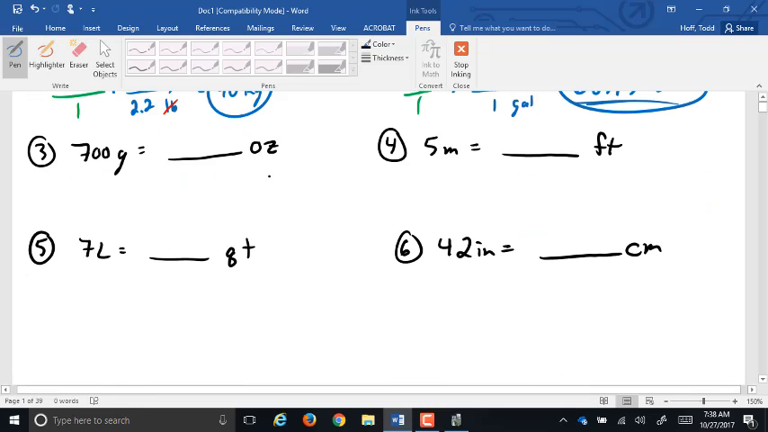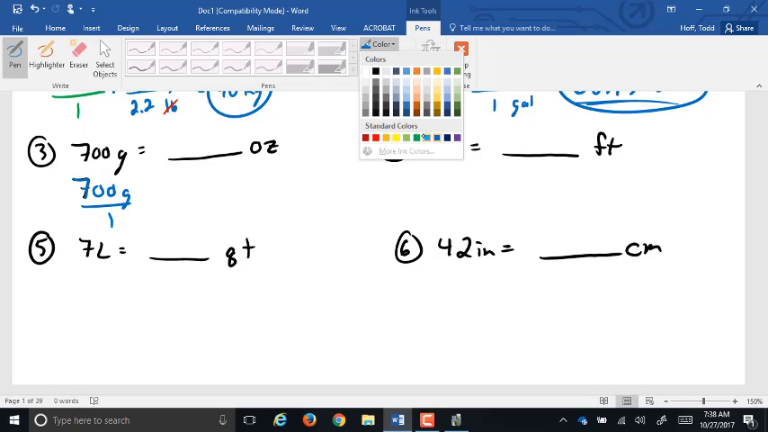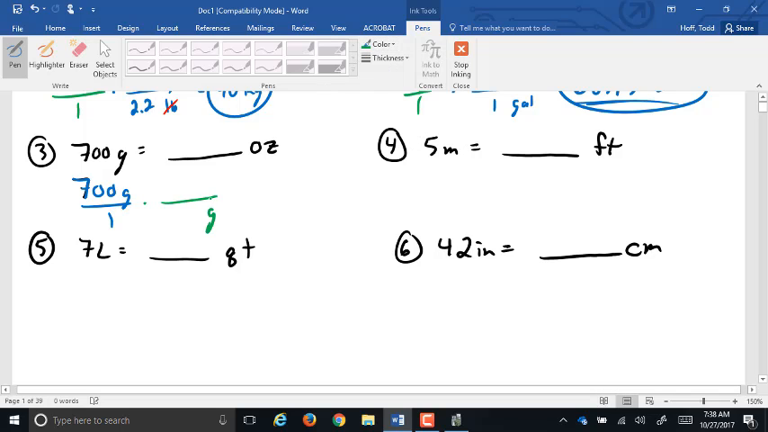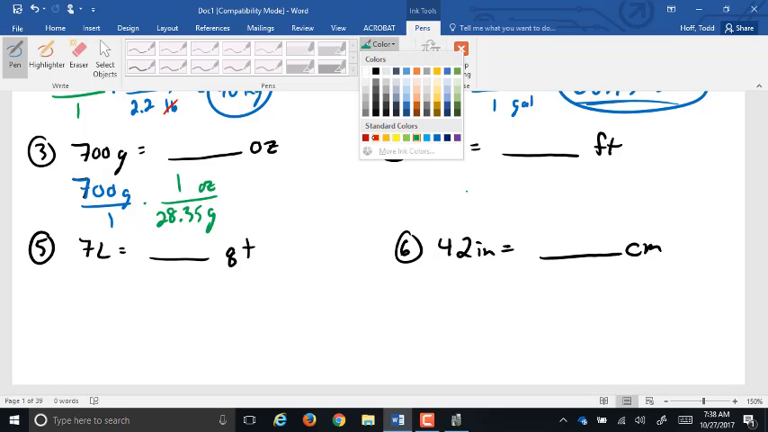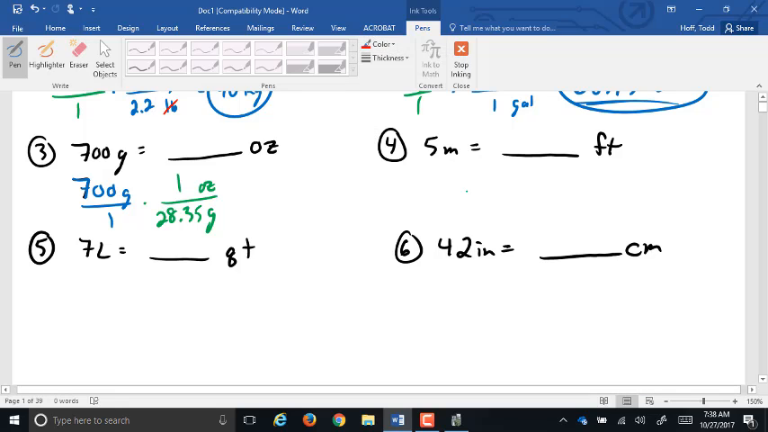700 grams into ounces. So at 700 grams over 1 in our conversion factor, it'll be grams on bottom, ounces on top. An ounce is bigger. What is it, 28.35 grams in an ounce? I don't expect you to have that one memorized. In my time here, I've only had one student who had that one memorized.